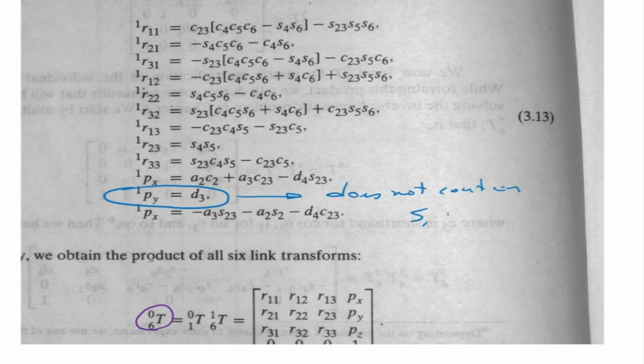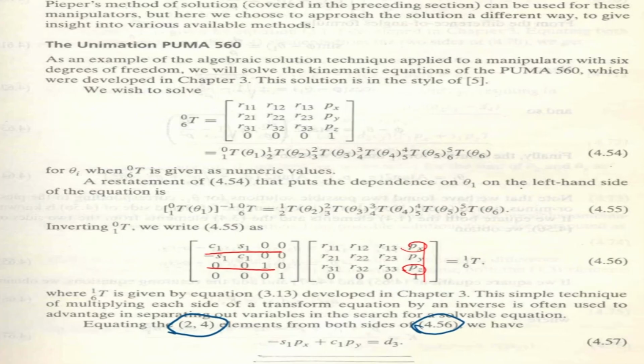And in this set of equations, there is one, Py, that does not contain sine or cos terms. So Piper is the first person who suggested this solution. What he did is basically he targeted this term. And how do you do that? When we have a set of equations like this, I equate the left hand side and the right hand side. I get this 0 to 6, and this is on the right hand side.